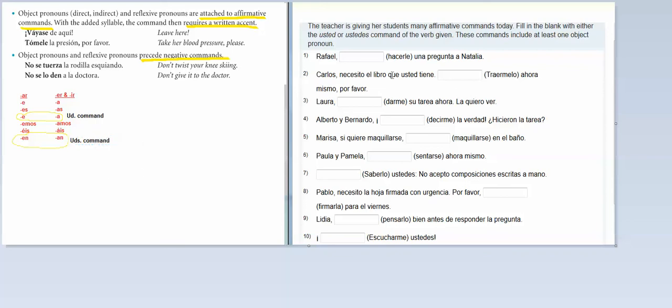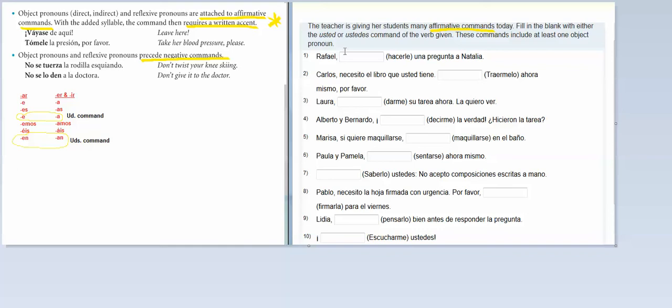Okay, so if I go over here, "Rafael, the teacher is giving your students many affirmative commands today. Fill in the blank with either the usted or ustedes command of the verb given." Okay, so all of these are affirmative in this particular activity. So it's not going to practice the negative, but that's okay because we did some negatives a minute ago. So we're dealing with affirmatives, which means it's going to be attached.